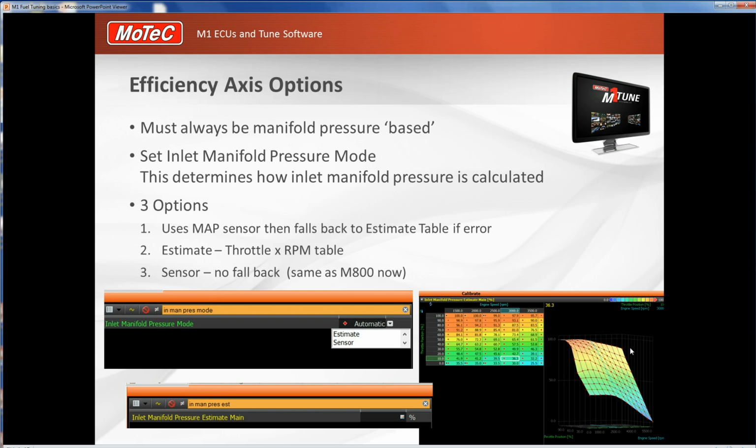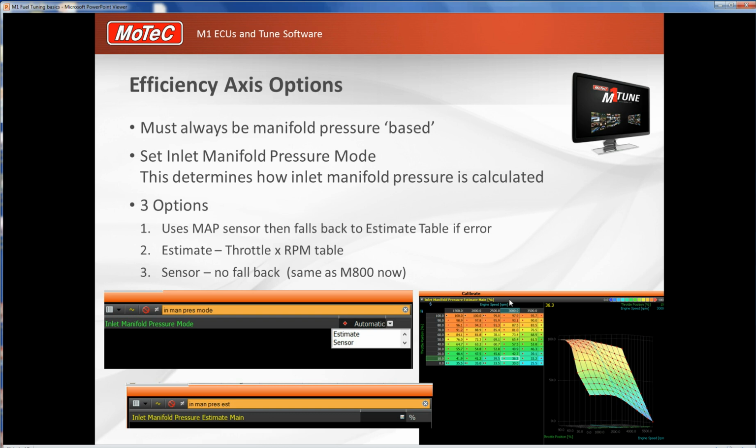So that's a heap better than the M800, for instance, because it used to fall back to a single default value. Now, if you're really adamant that you want to tune this engine on throttle based, and that might certainly be a requirement for something that's multi-throttle body, or at least a large duration camshaft with a big single throttle body, you can use the estimate table to give you what's effectively a throttle based vertical axis on your efficiency table.